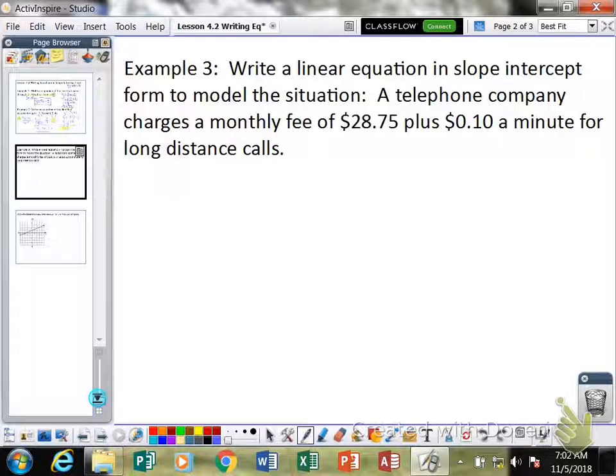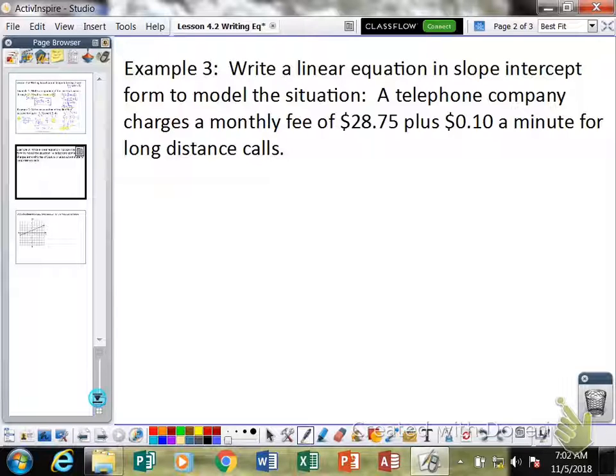So they think for that monthly fee, it's per month, so they want to put an unknown there. But let's just think about it for this month. If I had to pay my phone bill this month, I will be charged $28.75 for this month. That is like a constant. Every month I'm being charged $28.75.